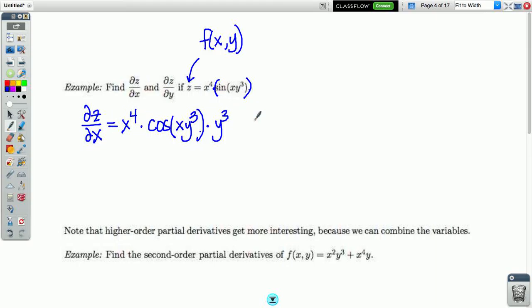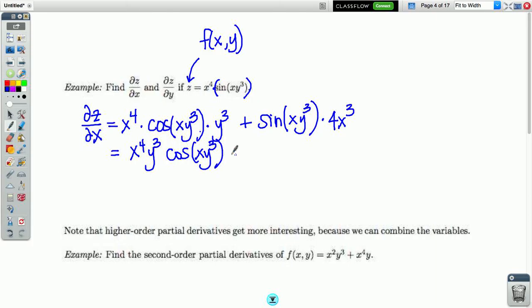So that was left d right, plus, and now let's do right and leave this one alone, xy cubed, d left. The derivative of x to the fourth is still just 4x to the third. When I simplify this, I'm not going to do very much, but I'm just going to say x to the fourth y to the third cosine of xy cubed, plus 4x cubed sine of xy cubed. So there's our first partial. This is our partial with respect to x.